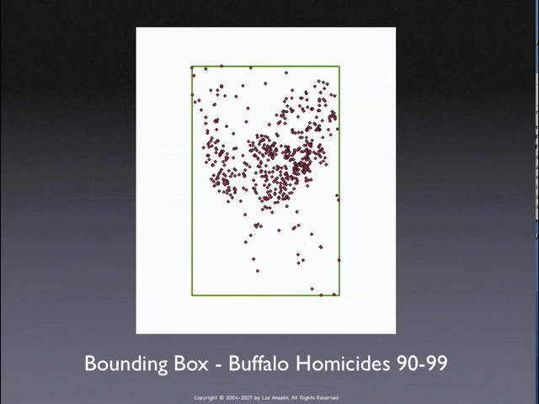And so now we can compute the intensity of the pattern by taking the number of points and dividing them by the area of this rectangle. In this particular example, it's geocoded and projected so that the units are kilometers. So we can come up with a number that says average number of homicides per square kilometer. And that's a measure of the intensity of the process, and you can compare this year by year and see if it goes up or if it goes down.